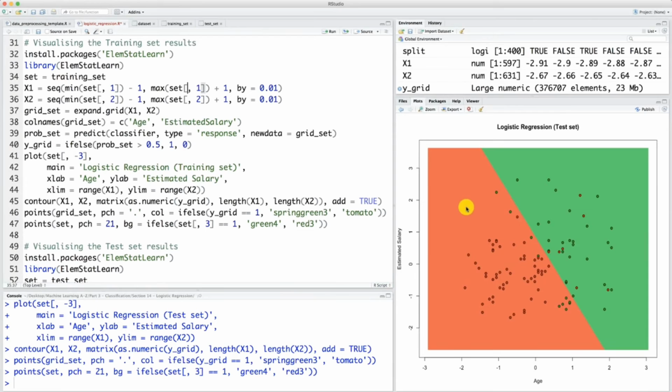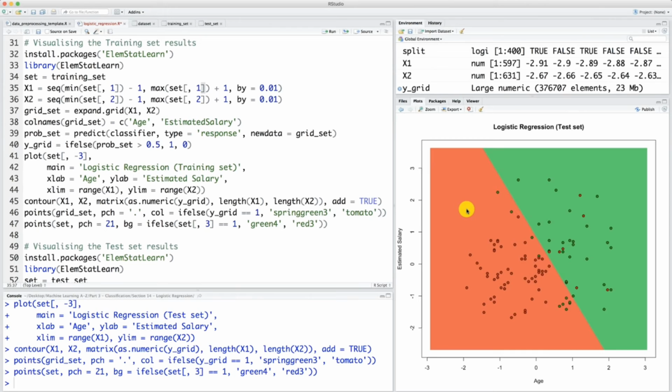So the idea is that we consider each of these pixel observation points as a user in the social network, like an imaginary user. For example, this pixel point here is not a user in the dataset, but we imagine it as a user who has this salary and this age. And we apply our classifier on this pixel observation point, on this user here, so that the classifier predicts if the user is going to buy the SUV, yes or no.